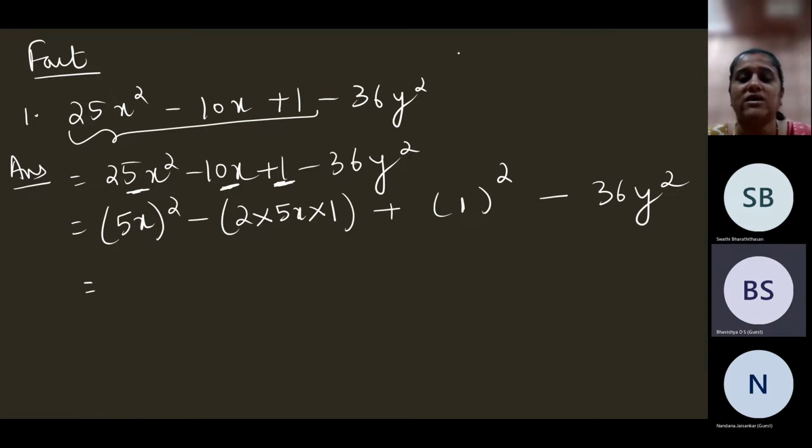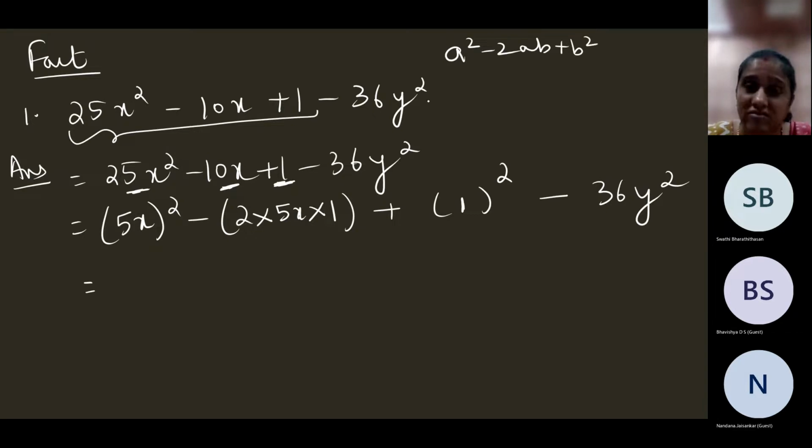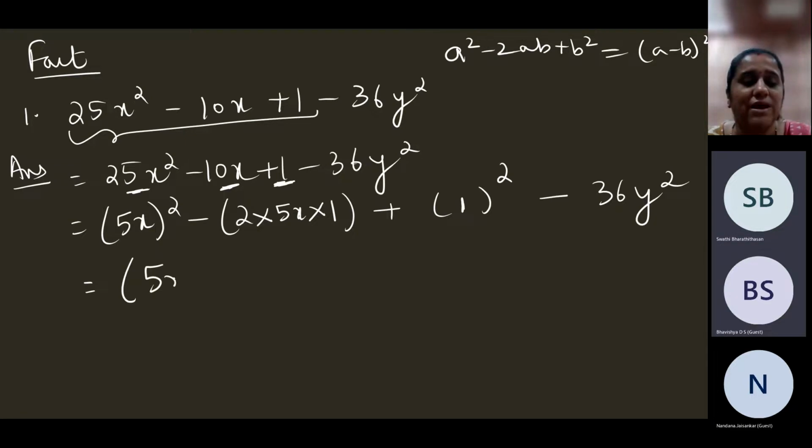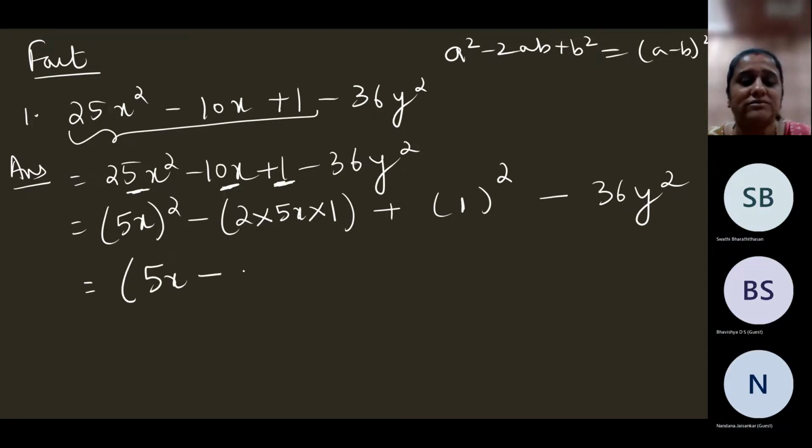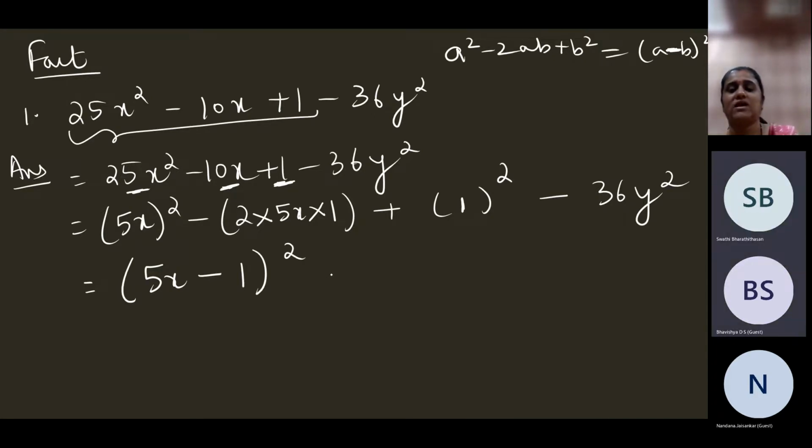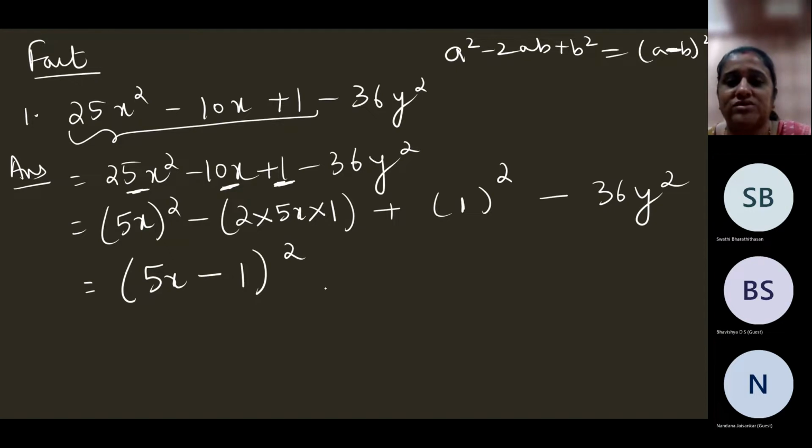See here, what you have looks like a square minus 2ab plus b square. So what's the answer? You cannot write the same thing again. A minus b the whole square is the answer. So what is a? 5x. Minus what is b? 1. The minus is from the identity a minus b. So 5x minus 1, the whole square. Correct? Yes, ma'am.